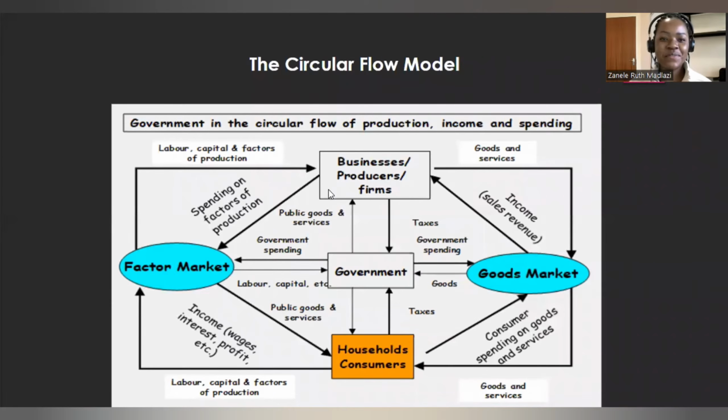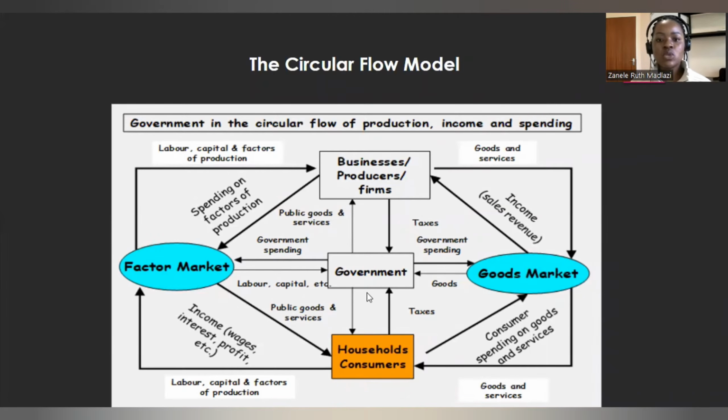Let's look at the circular flow model, where we look at basically the needs or the role of the government. Let's look at the role of the government. Here, the government is at the center of the economy. So it regulates how households and how businesses will interact.